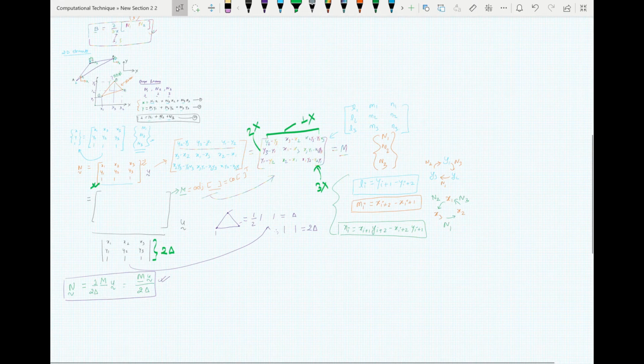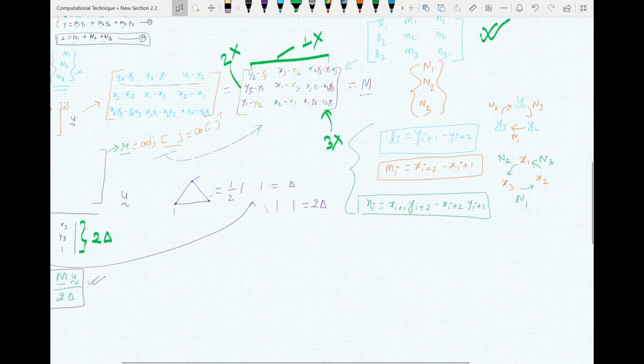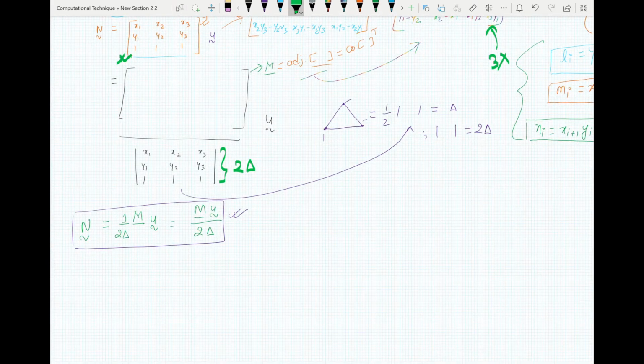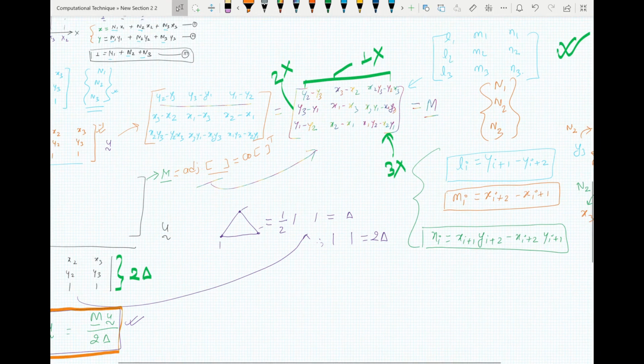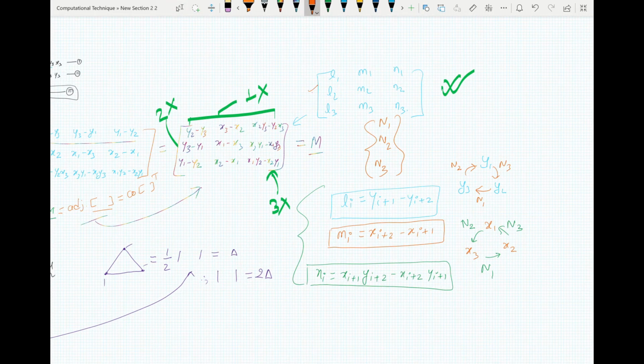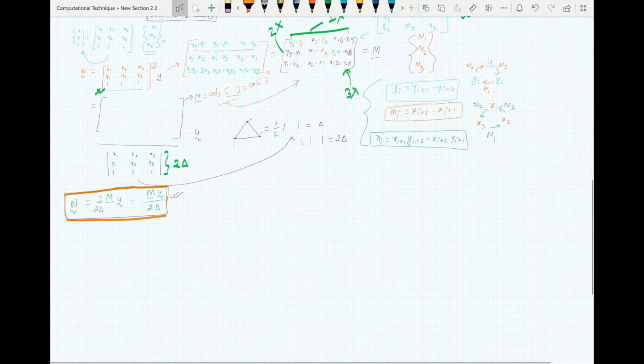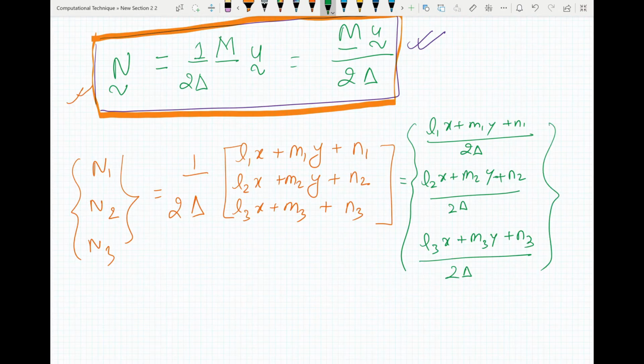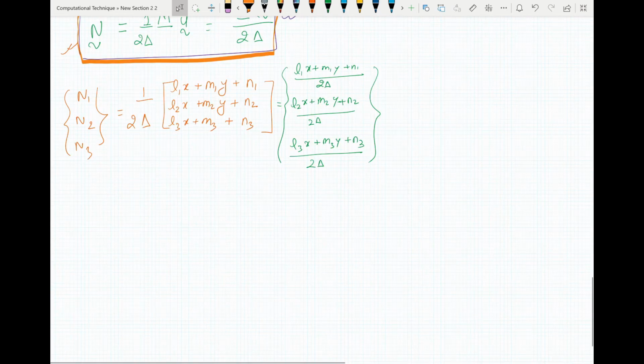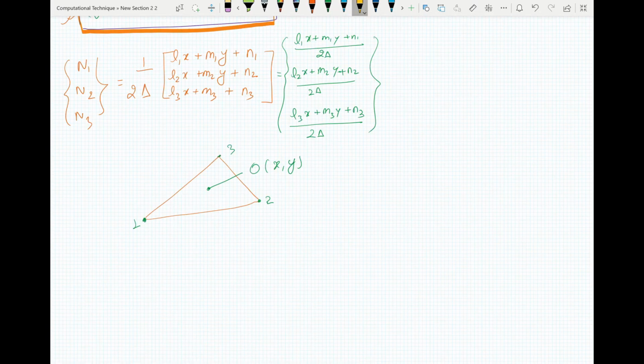This is how we obtain our M matrix, and this is our shape function right here. Now once we write this in this form, what this solution is saying is that when you have a triangle, for example the triangle we had before, let us draw a line that joins these points here.